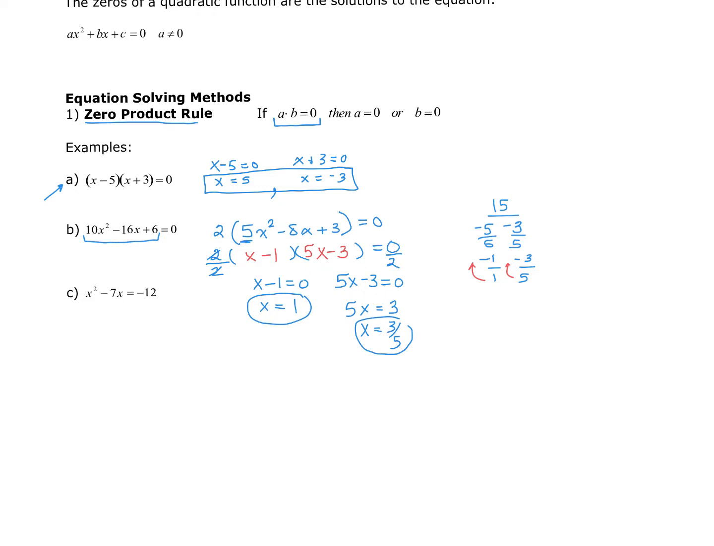Okay, now notice that the first two were set equal to 0, and that this third one is not set equal to 0. So the first thing that we need to do is move our 12 over. So we'll add 12 so that we get it equal to 0. Remember, it's called the zero product property. And this one factors nicely. Things that multiply to 12 that add to negative 7 are minus 3 and minus 4. And so we'll set each one of these equal to 0, and we'll get positive 3 and positive 4.